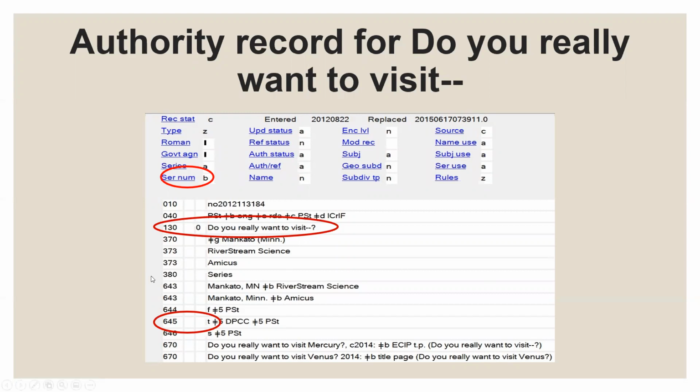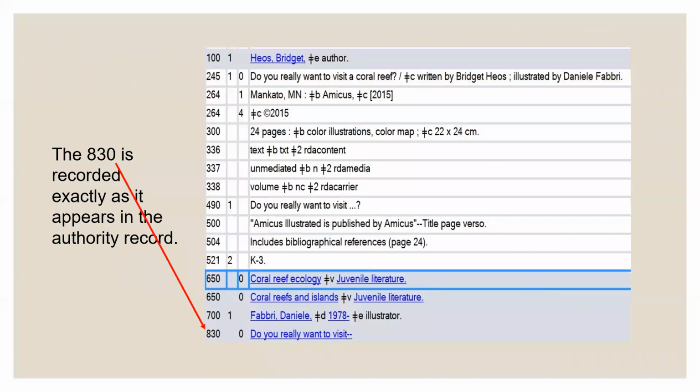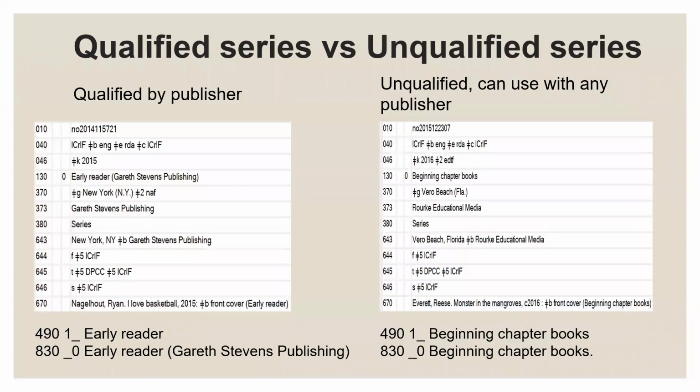If there was numbering, you would definitely have the 642, and the series number in the fixed field would have an A, and you would just follow whatever is in the 642. So this is just a copy of the MARC record in OCLC, and you see that in the 830 it has, do you really want to visit, with the second indicator of 0 following the same, the 1XX in the authority record.